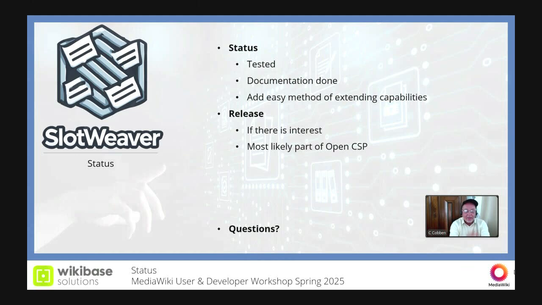And I'm doing this presentation because if there's interest, we would probably like to release this for the community. Most likely it will be part of the OpenCSP, just like FlexForm and PageSync, those kind of extensions we already released. Purely because with OpenCSP, it makes sense. If you have a wiki website that you want to turn into an OpenCSP website because you want to have the metadata separately, it'll take some work if you have to do that manually. It would be awesome if you would get SlotWeaver with that and you can straight away go and do this.